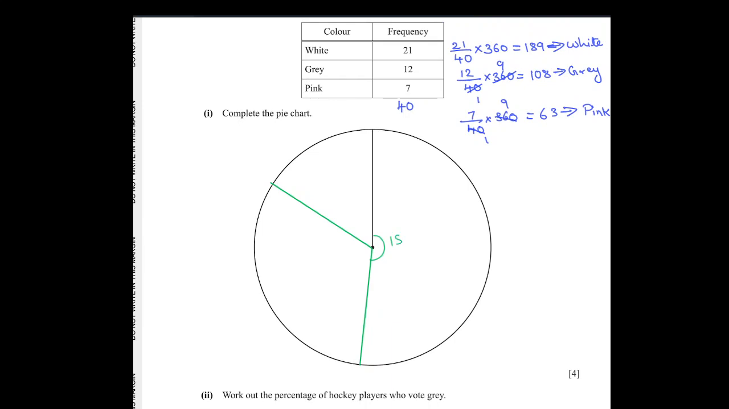So this is 189 degrees, this is 108 degrees, and this is 63 degrees. Write down the color also. This is for white, this is for grey, and this is for pink. This is the way you can finish your pie chart by finding the angles first and then drawing them using your protractors.